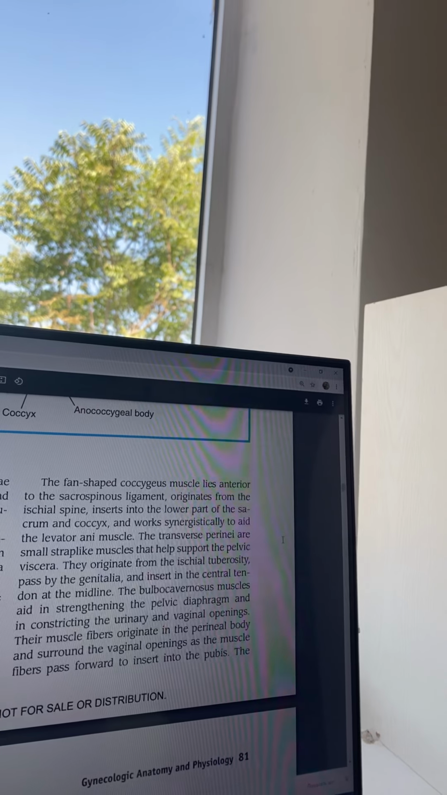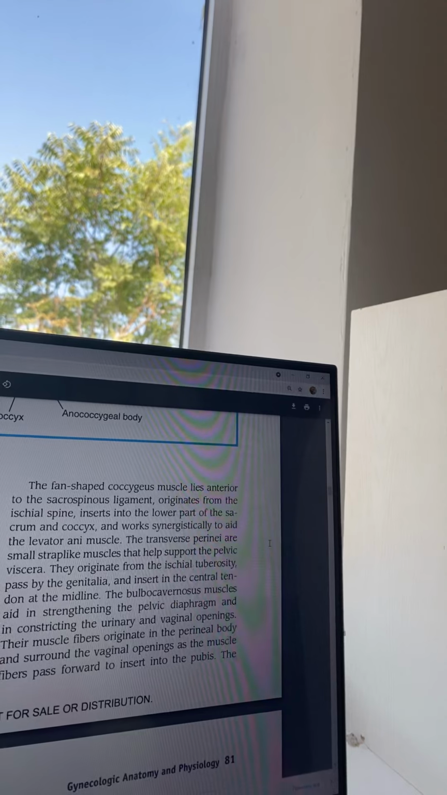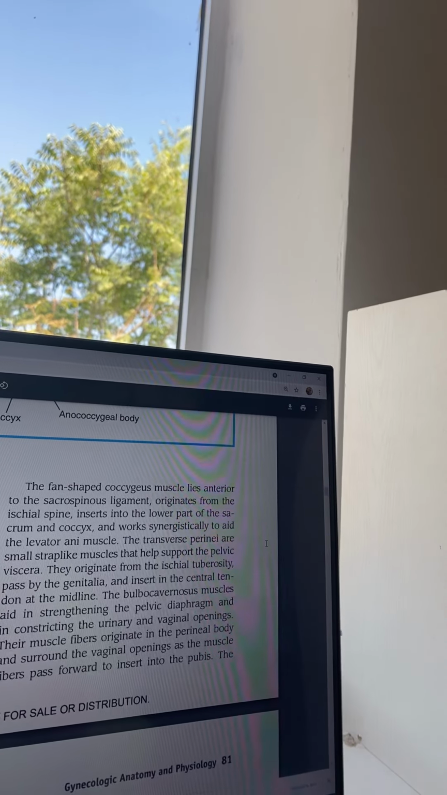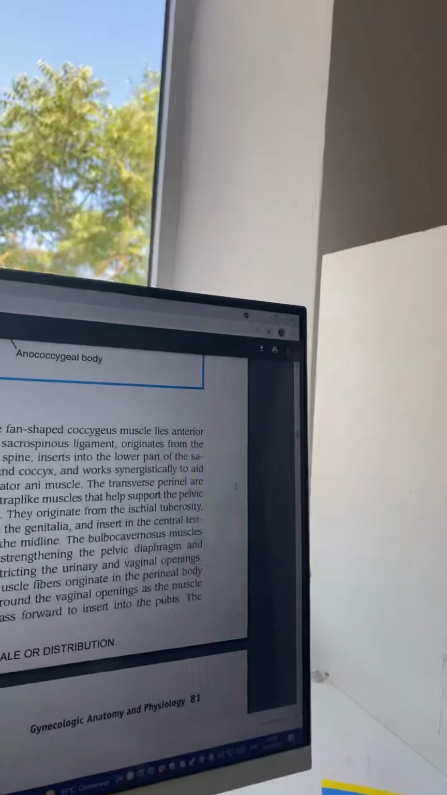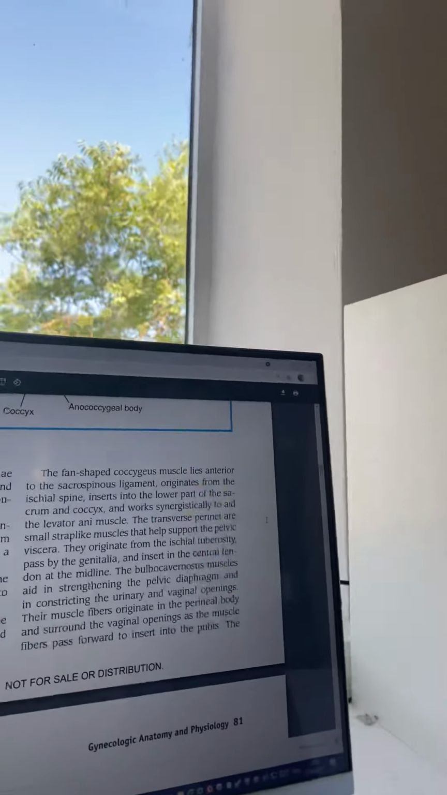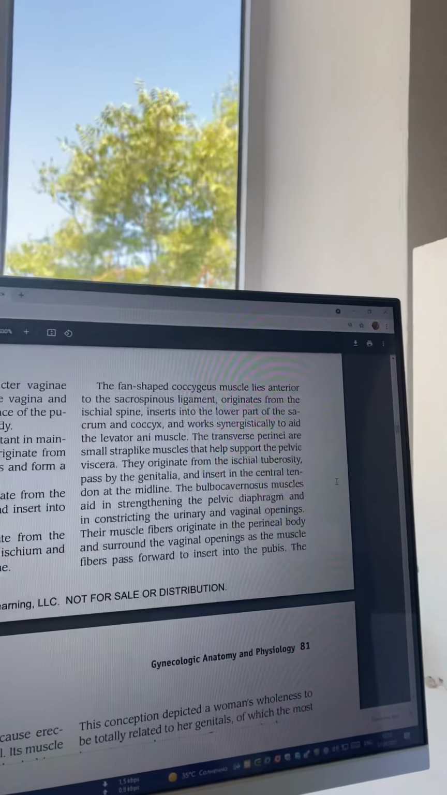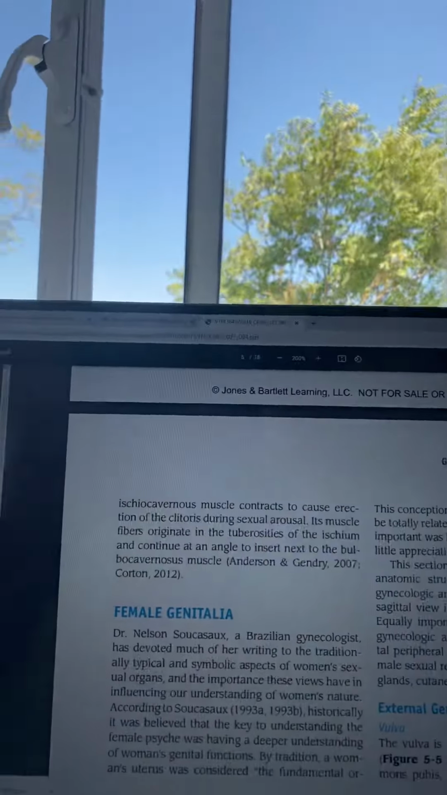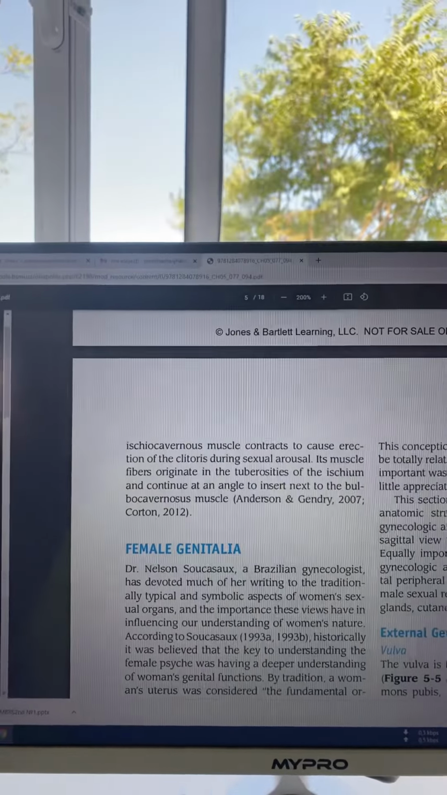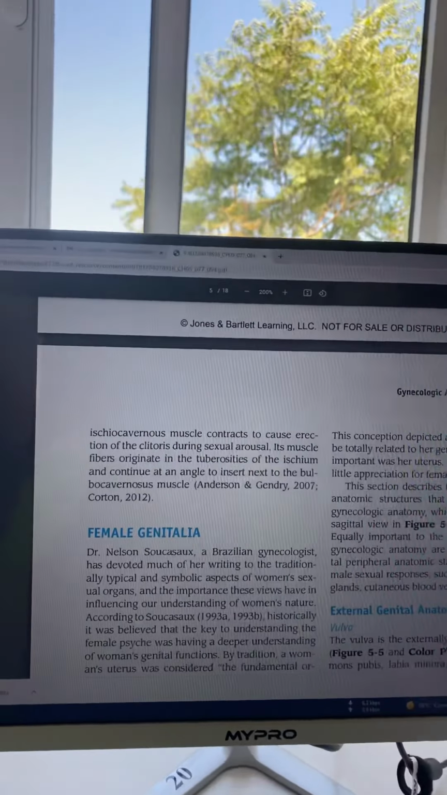The bulbocavernosus muscle aids in strengthening the pelvic diaphragm and in constricting the urinary and vaginal openings. Its muscle fibers originate in the perineal body and surround the vaginal opening as the muscle fibers pass forward to insert into the pubis. The ischiocavernosus muscle contracts to cause erection of the clitoris during sexual arousal.